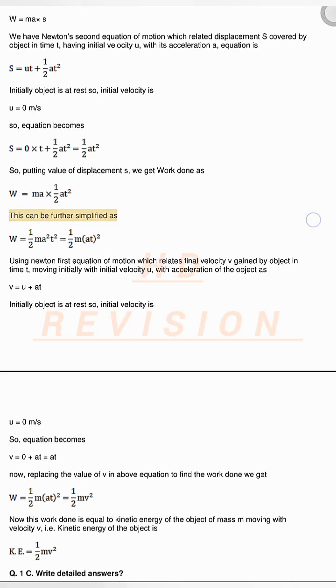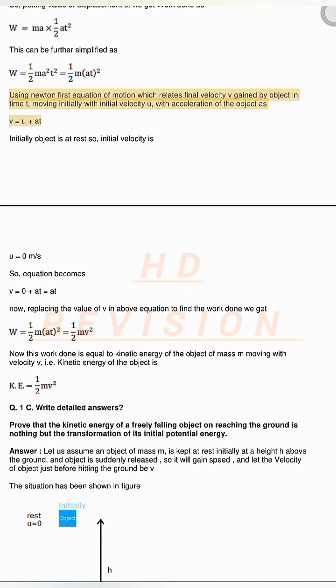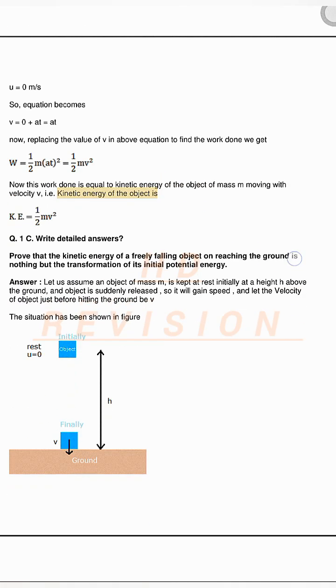This can be further simplified using Newton's first equation of motion, which relates the final velocity v gained by the object in time t, moving initially with initial velocity u, with acceleration a, as v equals u plus at. Initially the object is at rest, so the initial velocity is u equals 0 meters per second. So, the equation becomes v equals 0 plus at equals at. Now, replacing the value of v in the above equation to find the work done, we get W equals half m v squared. Now this work done is equal to the kinetic energy of the object of mass m moving with velocity v, i.e. the kinetic energy of the object is half m v squared.